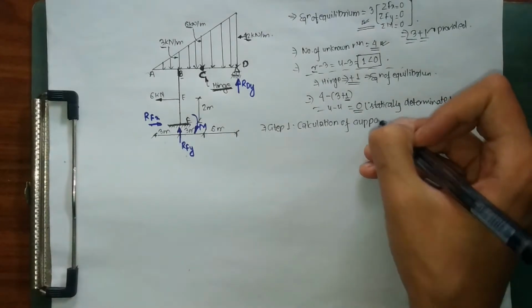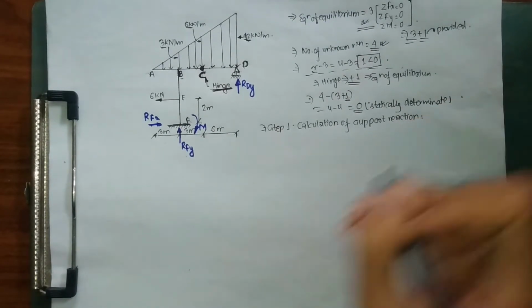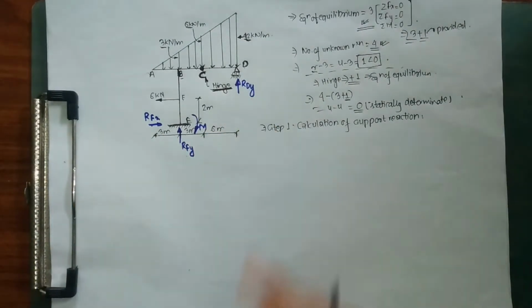So now our first step is going to be the calculation of support reactions. In step 1, we are simply going to find the values of RFX, RFY, M and RDY.